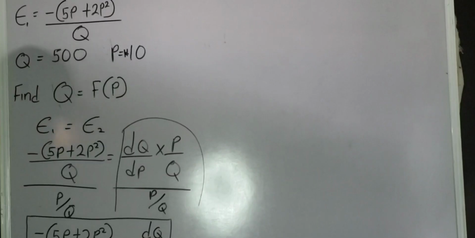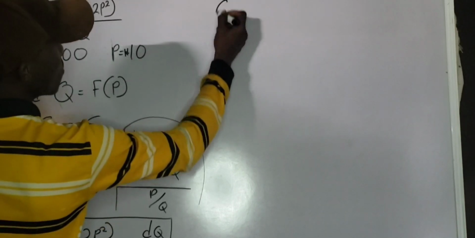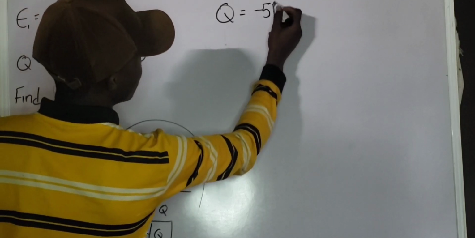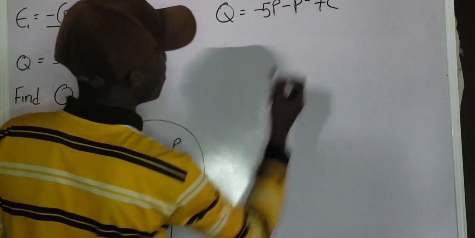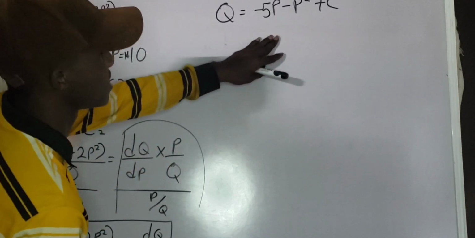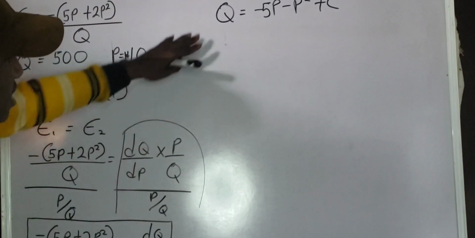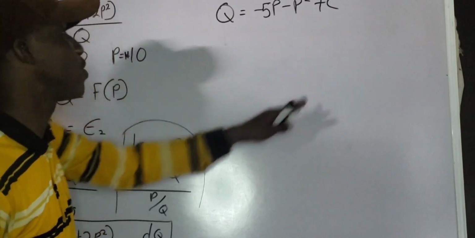Okay, so let me rewrite the demand function in this place. So q is equals to negative 5p negative p squared plus c. But we cannot leave the demand function as this. We have to determine the value of c. Okay, this is the demand function, but we cannot leave it like this. We have to determine the value of c.